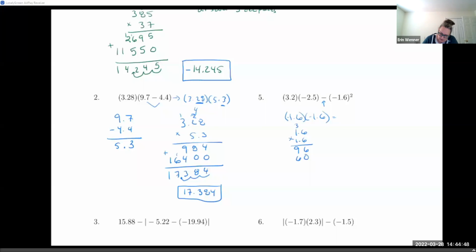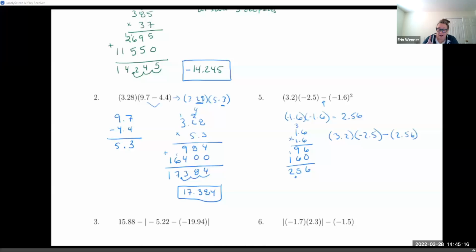1 times 6 is 6. And 1 times 1 is 1. We'll add. 9 and 6 is 15. And we get 256. Now it's not 256 because we have two decimal places. And so we end up with 2.56. So if we go up here and we simplify this, that means I've got 3.2 times negative 2.5 minus 2.56.